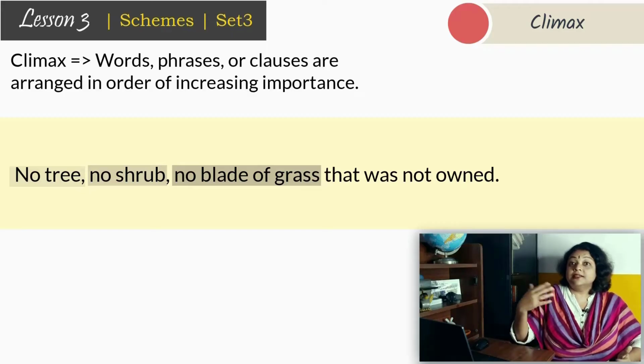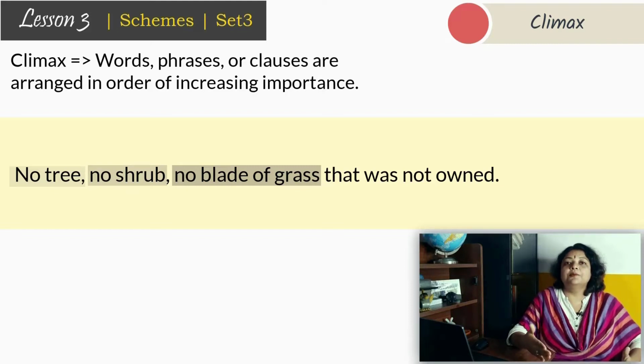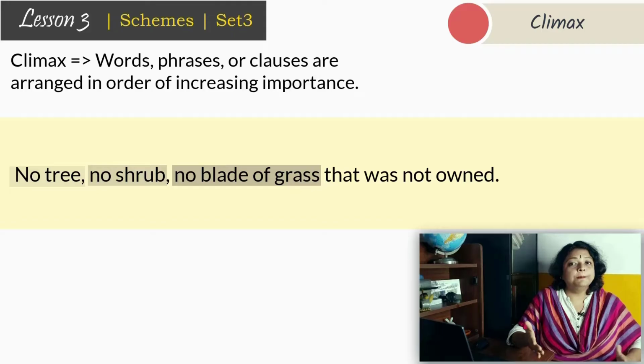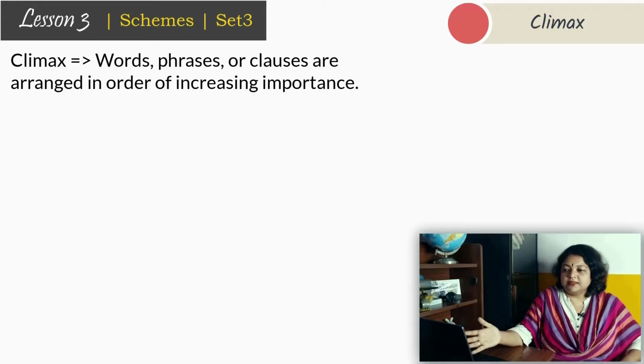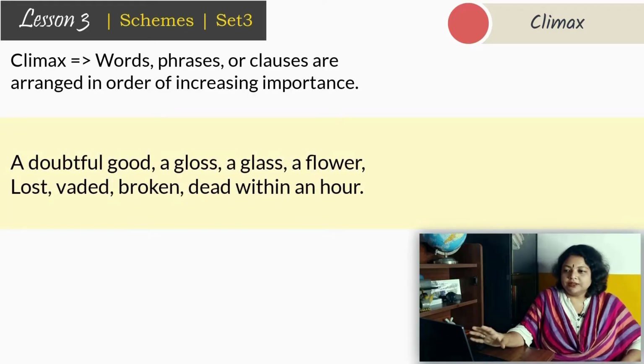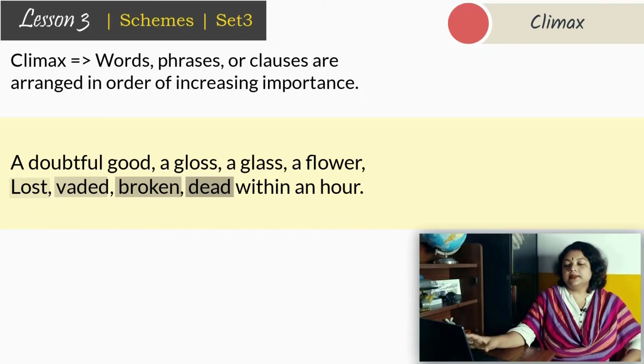All right. Because when you look at numbers, the number of trees is always less than the number of shrubs, which are again less than the number of blades of grass. So when you look at numbers, then grass becomes most important. So this is also an example of climax. Now let's look at the next passage here. I'm just looking at the last two lines. A doubtful good, a glass, a flower, lost, faded, broken, dead within an hour. When you look at the four words, lost, faded, broken, dead, of course dead being a climactic end to this sequence, you see that this is a climax.